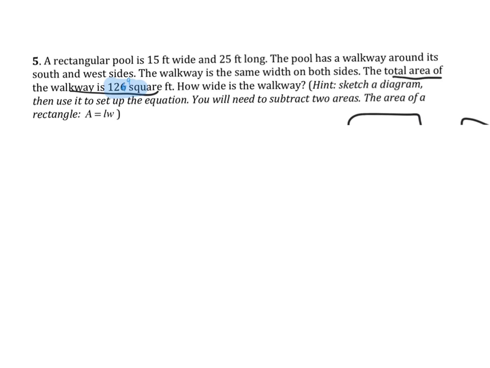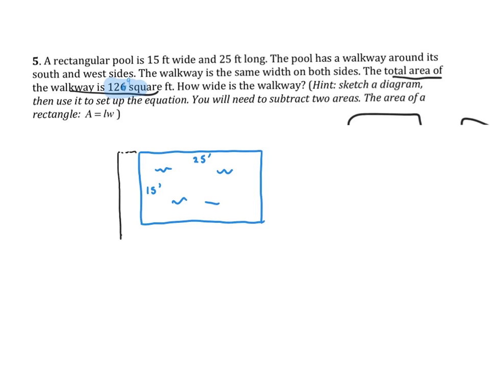So we're going to make a diagram first. So first we have a pool that's 15 by 25. It doesn't have to be to scale, but we are going to make one side longer. So here's my 25 feet, here's my 15 feet, and this is a pool. Now we do have a walkway that's around it. So here's the walkway that is around the south and the west sides. It looks like this. Now we don't know how big this is, so the width there is just going to be simply x.